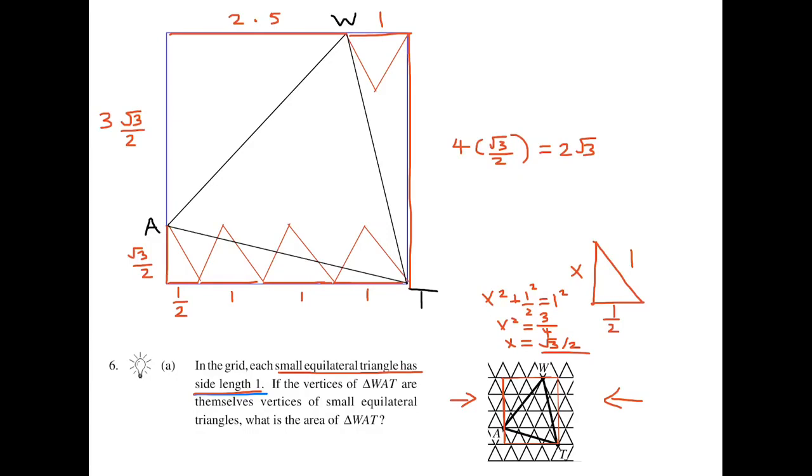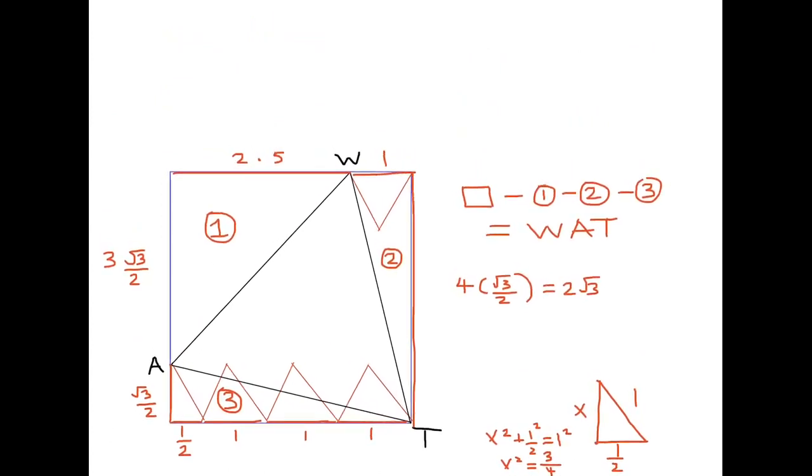And now to calculate WAT, we just need to calculate the full total area of this shape, which is a rectangle most likely, and then subtract these 3 triangles. So I'll call this triangle 1, I'll call this triangle 2, and I'll call this triangle in here 3. So the full shape, rectangle, minus 1, minus 2, minus 3, will give you the area of WAT. Okay, so we're going to do it. I'm not going to just leave you.